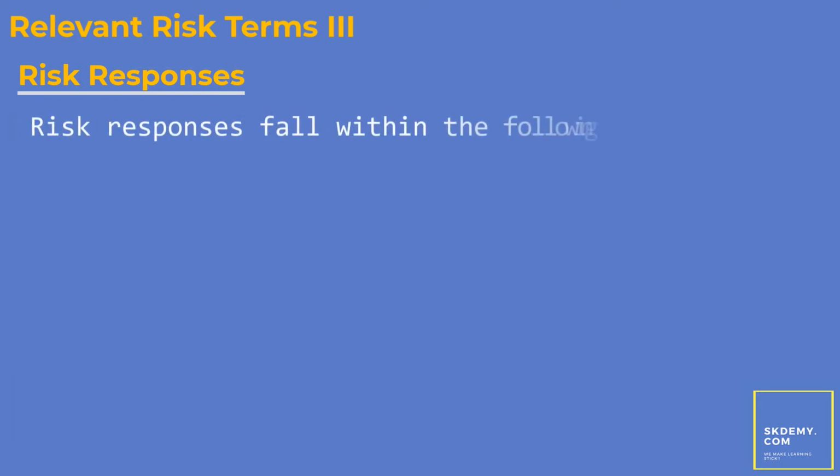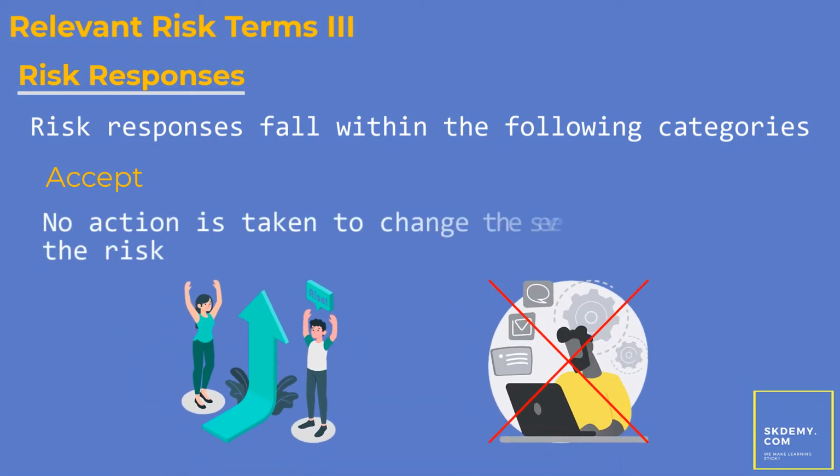Risk responses usually fall within the following categories. Accept. No action is taken to change the severity of the risk. This response is appropriate when the risk to strategy and business objectives is already within risk appetite. Risk that is outside the entity's risk appetite and that management seeks to accept will generally require approval from the board or any other oversight body.